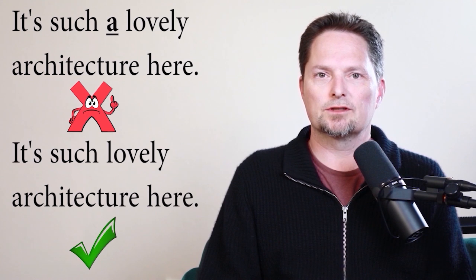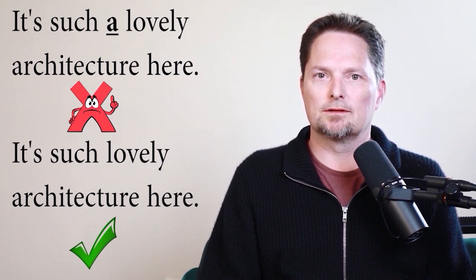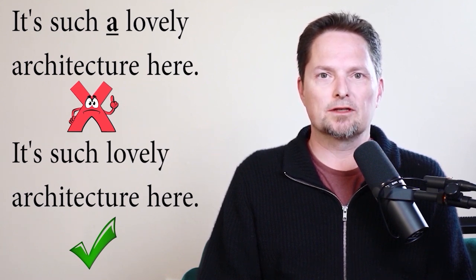So remember, when you use such, it's not always such a. Such a is when you have a countable noun. Such a nice day. Such a big house. These are countable nouns. But if the noun is not countable, eliminate a. Example, this is such amazing architecture. Let's practice. Is this such amazing architecture? That's right, this is such amazing architecture. First, this is not correct.